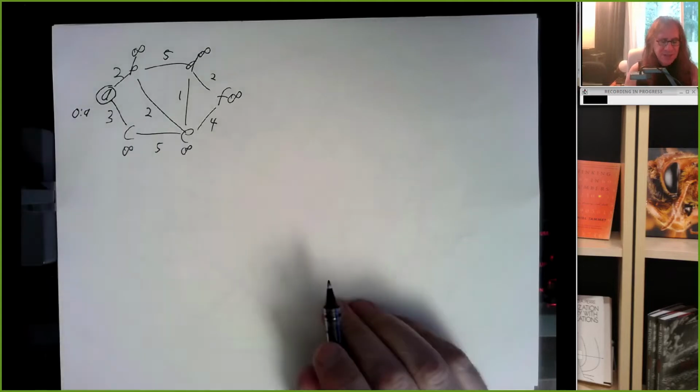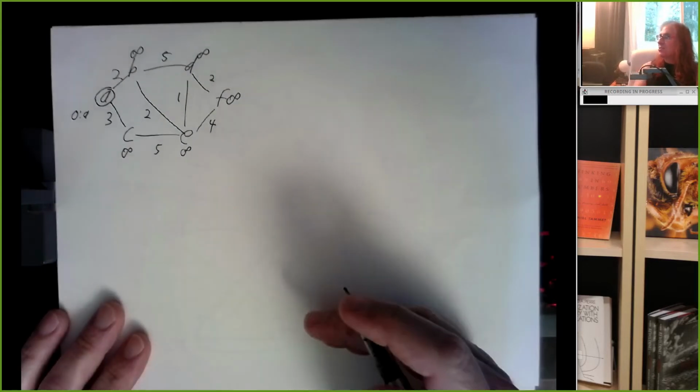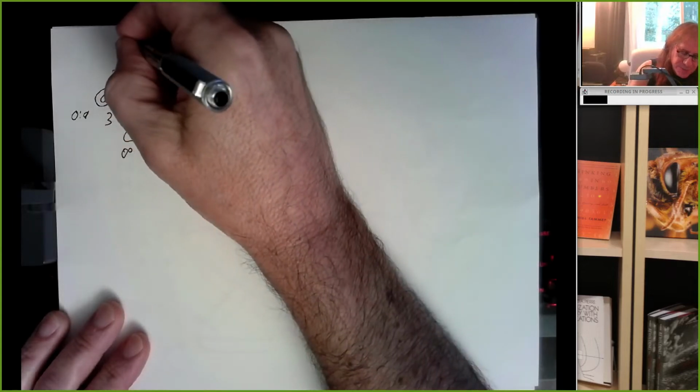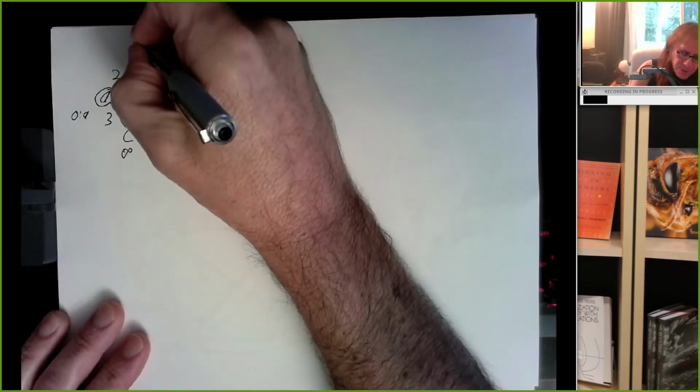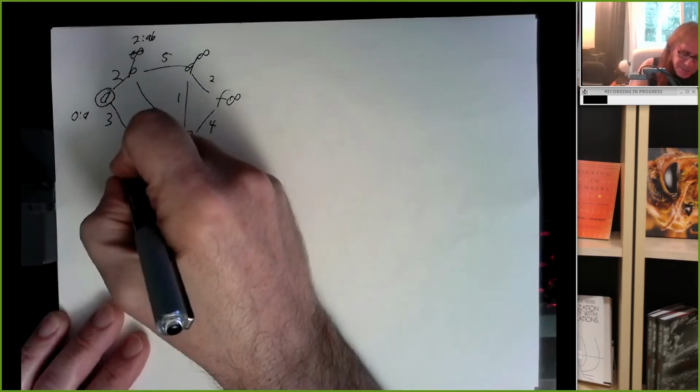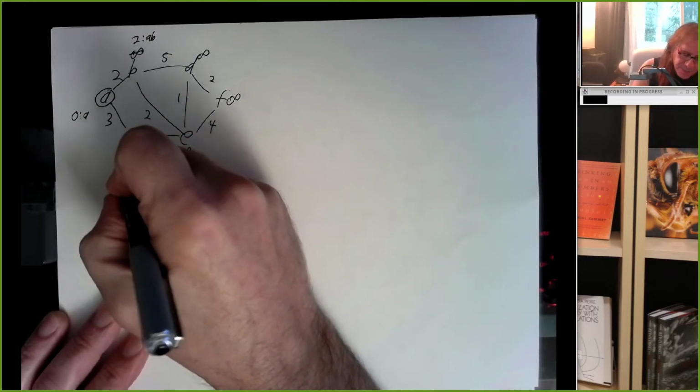And since A is the node we're visiting, we're going to relax distances from A, which means 0 plus 2 is 2, that's better than infinity. And the path here is AB. 0 plus 3 is 3, that's better than infinity. And the path is AC.